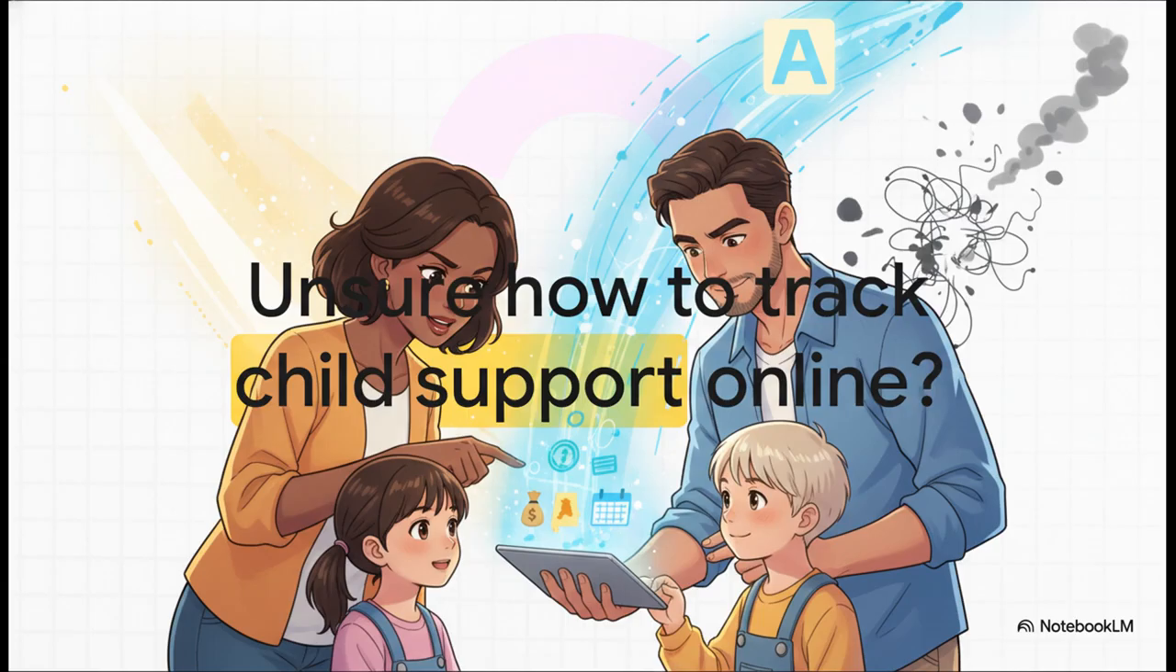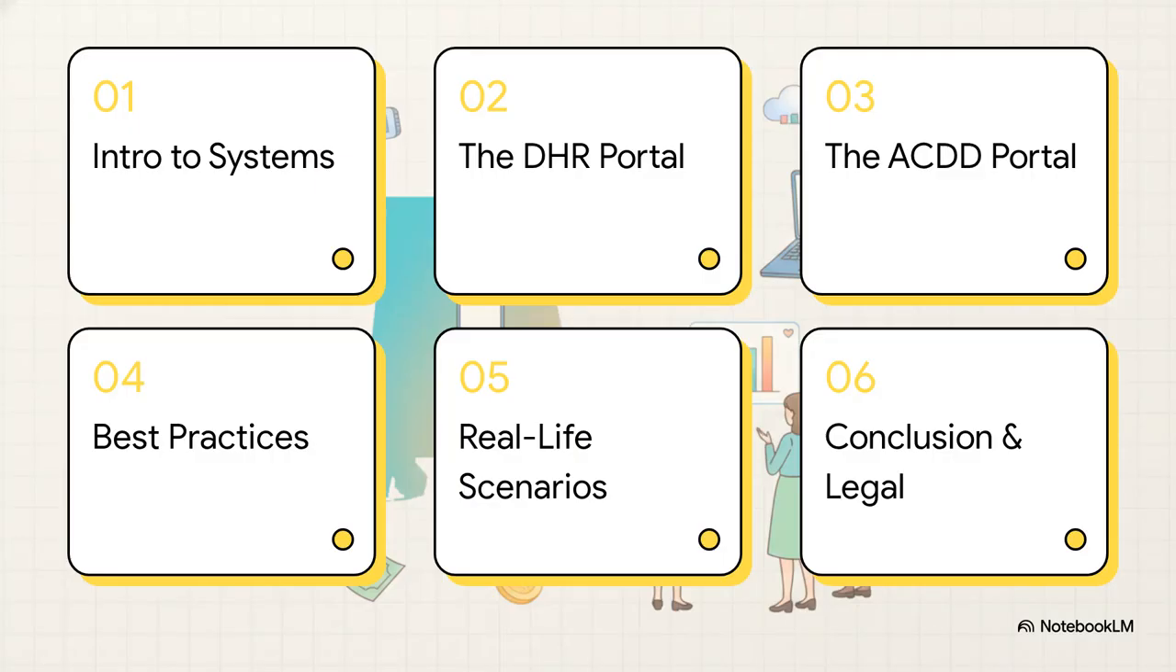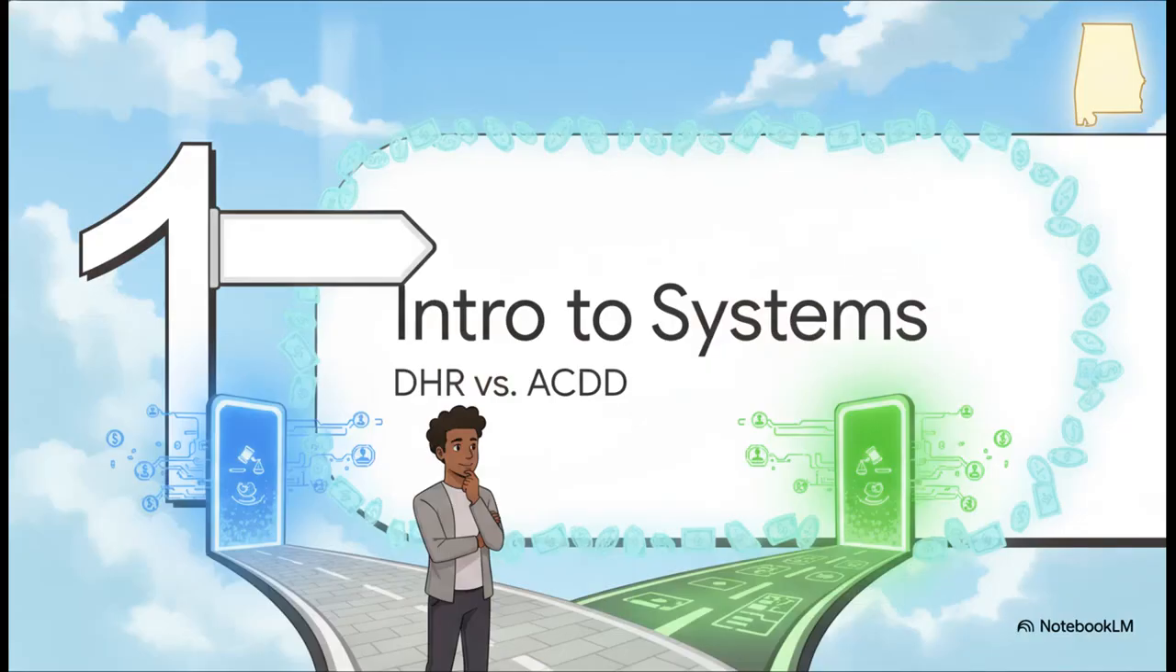By the end of this explainer, you'll know exactly where to go, what you need, and how to take control of the process. Okay, let's dive right into this. First, we'll cover an introduction to the systems, then navigating the DHR portal, followed by navigating the ACDD portal. After that, we'll look at best practices and tools, run through some real-life user scenarios, and wrap up with our conclusion and legal disclaimer.